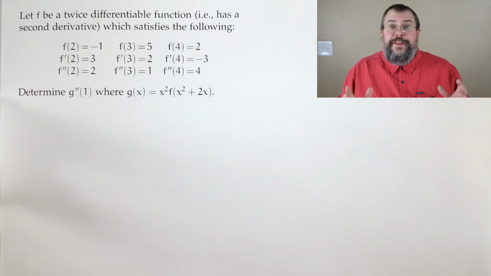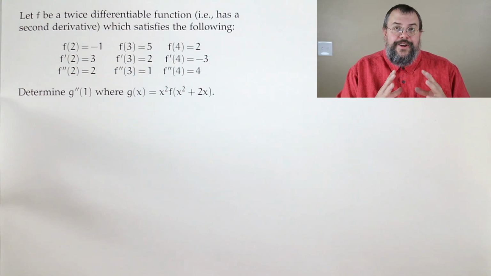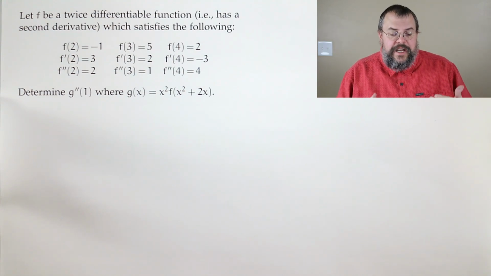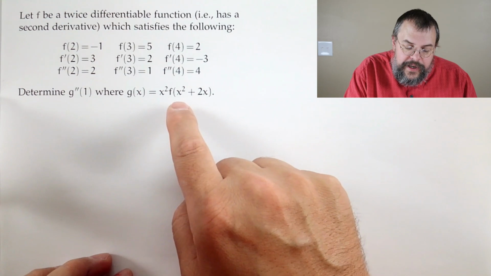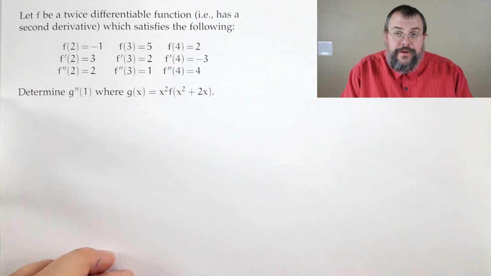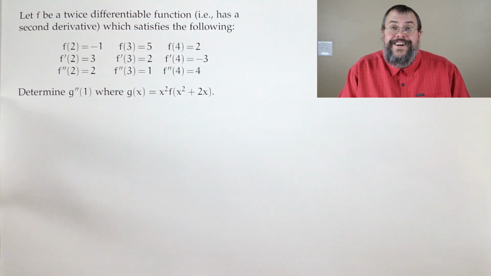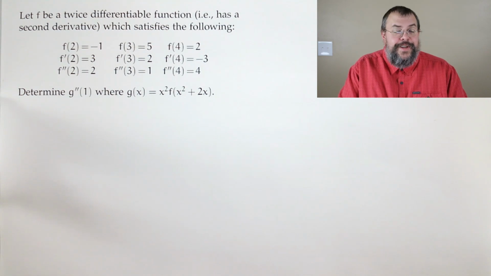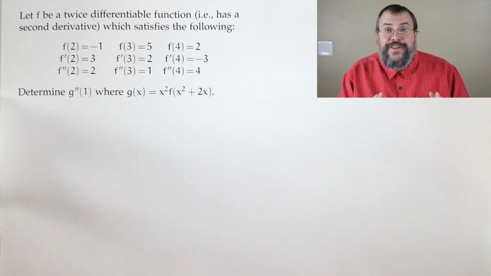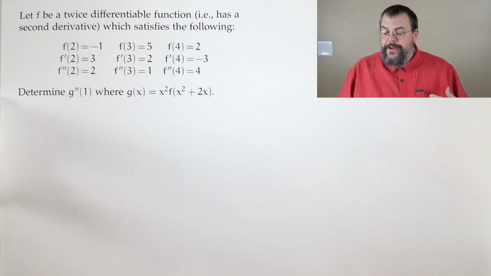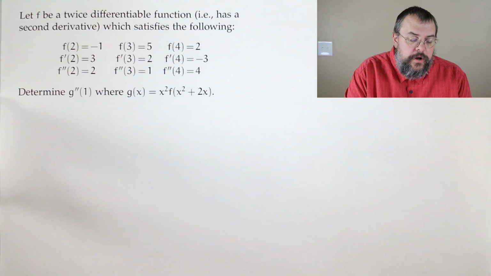So we know something about this function. Now the question is, what's the second derivative at 1? Where our function is g(x) = x squared times f of x squared plus 2x. Wow. Okay, I can sense there's going to be a lot of careful computations ahead of us. Well, okay, so we don't need to rush anything. We know what we're doing.